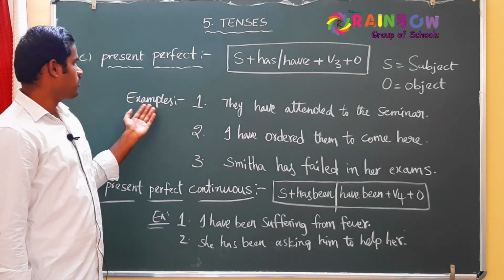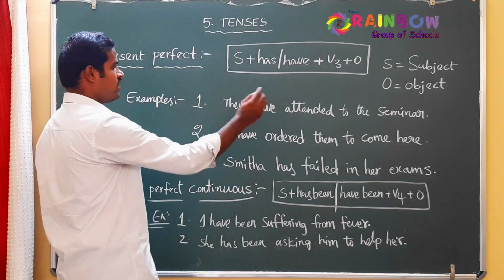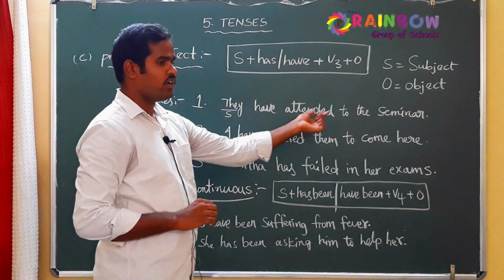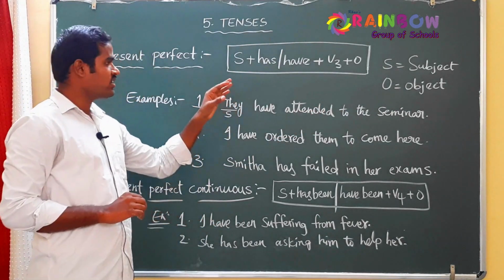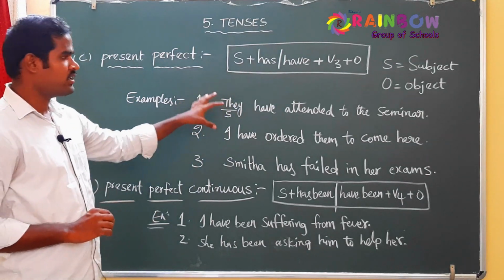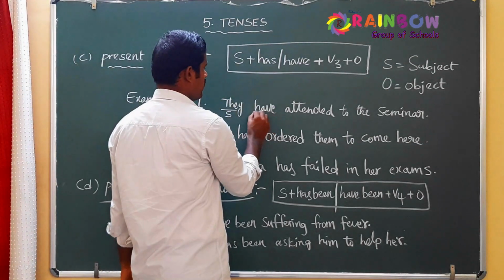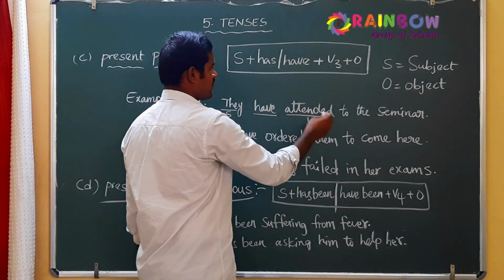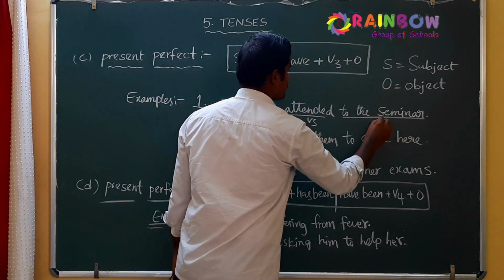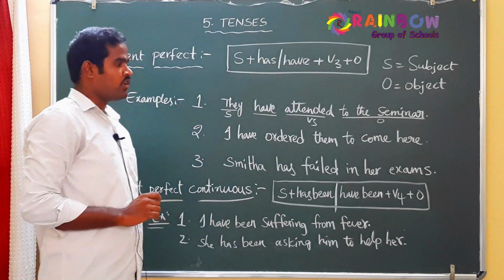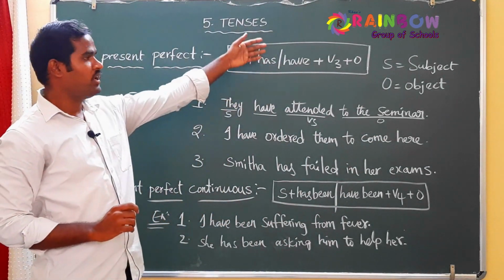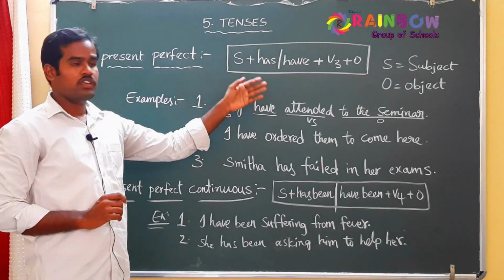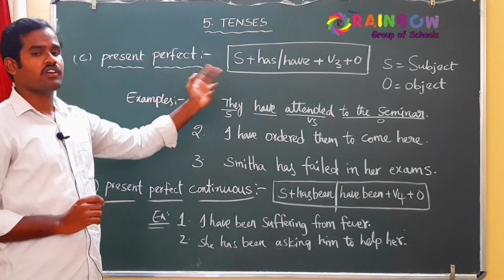Coming to examples, the first one: they have attended the seminar. Here the subject is they, because who attended the seminar? They. The action is done by them, so they is the subject. Have is my helping verb, have form. Attended is V3 as per the structure, and the remaining sentence stands as object. So this example is framed based on the given structure. Now I can say this sentence is in present perfect tense.